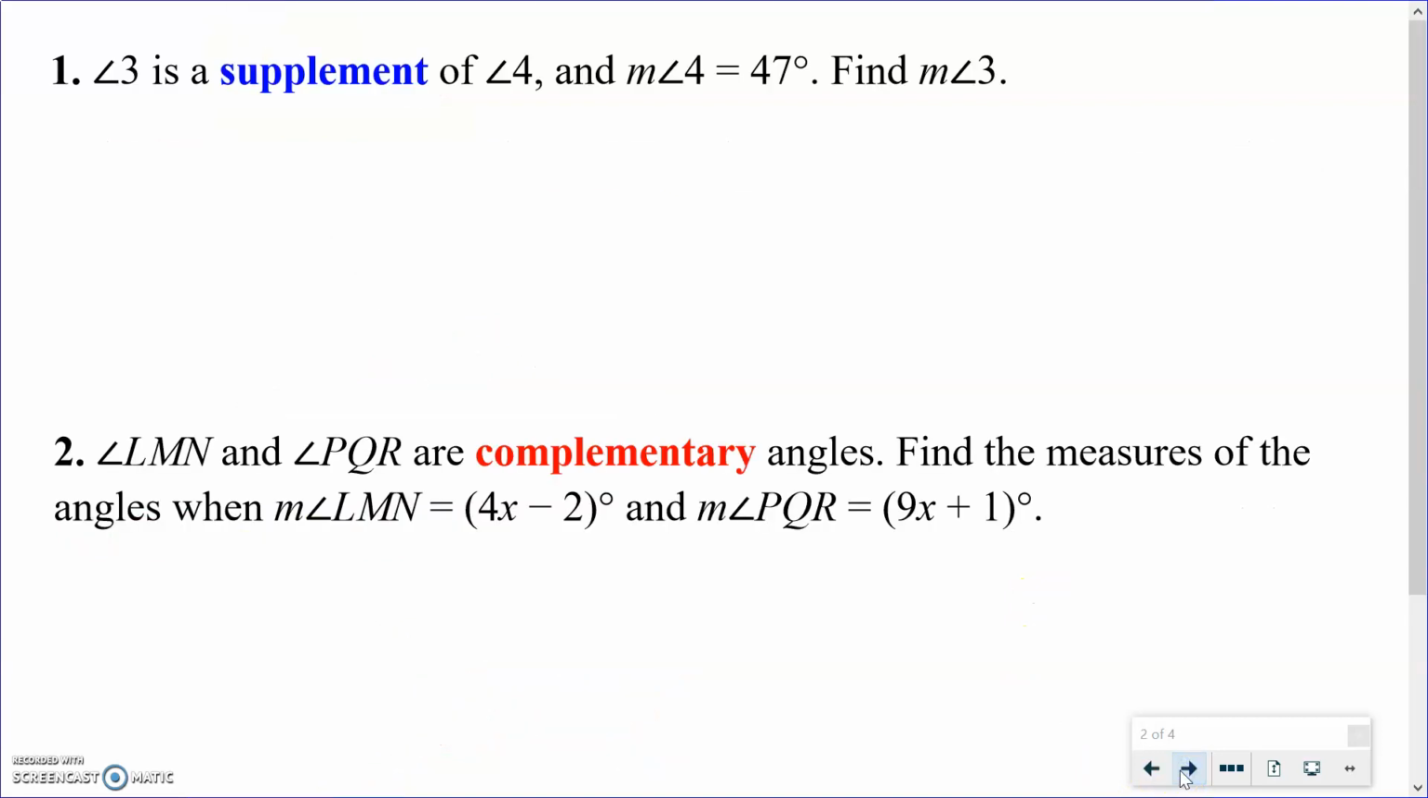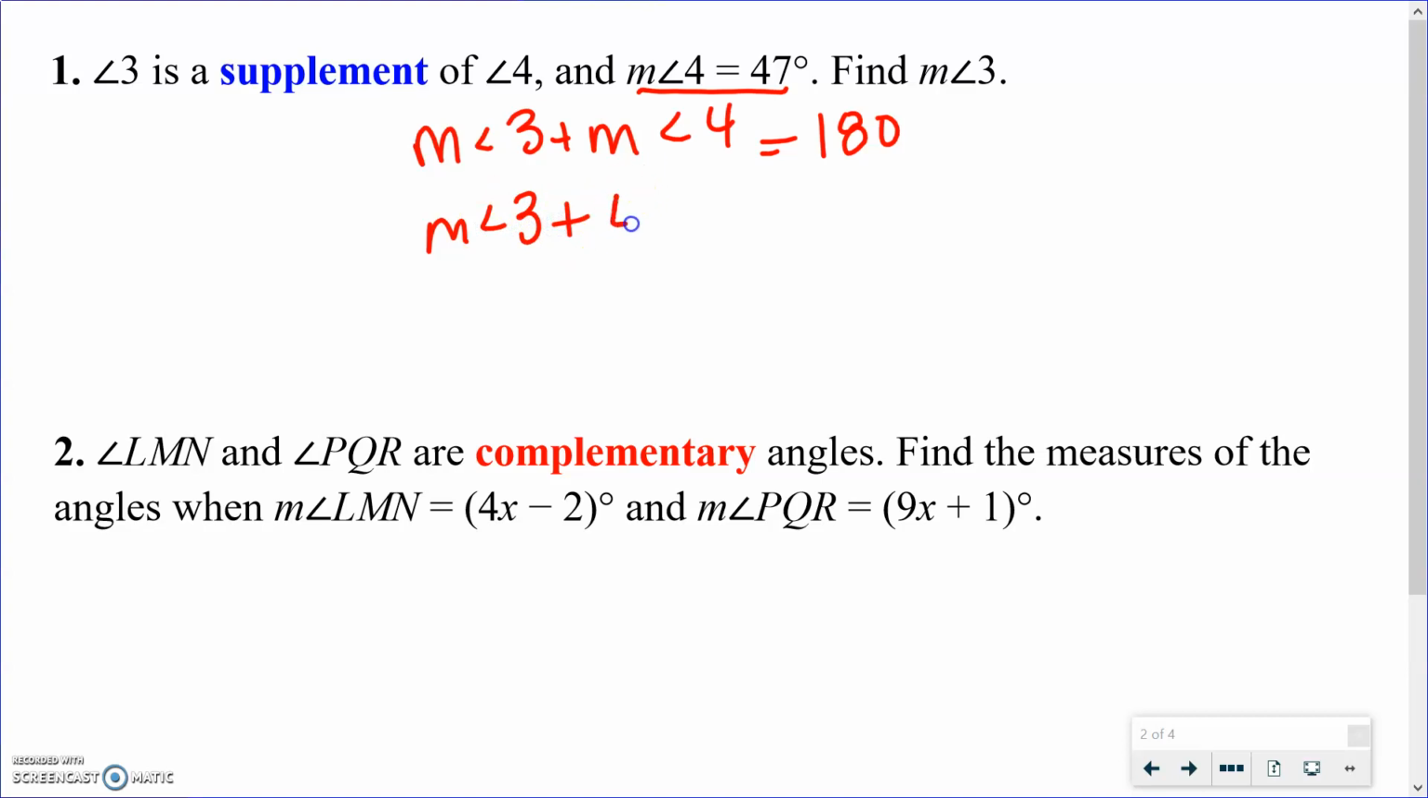Alrighty, so we're going to use those vocab words here, and it says angle 3 is a supplement of angle 4. And the measure of angle 4 is 47, and so we need to find the measure of angle 3. So what we know is if they're supplementary, then the measure of angle 3 plus the measure of angle 4 is going to be 180 degrees. And I can substitute in what I know, which is that the measure of angle 4 is 47. So I can then use this equation here, solve it, and get that the measure of angle 3 is equal to 133 degrees.